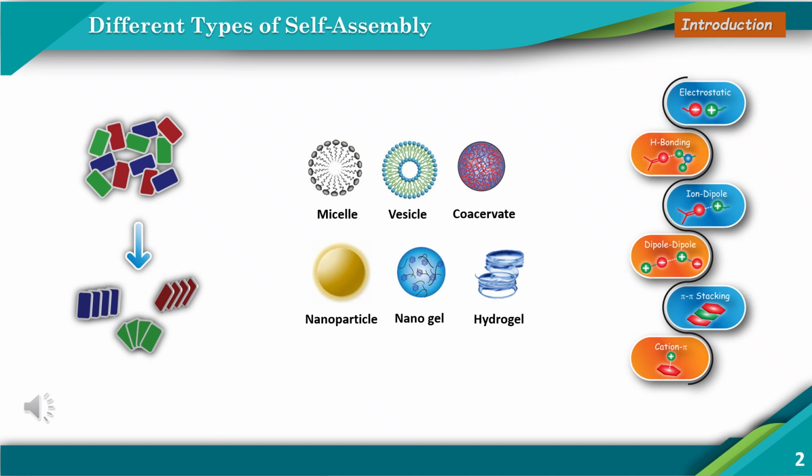Let me begin with a simple question. If we just mix molecules in water, do they randomly float forever? Not always. Because of electrostatic interactions, hydrogen bonding, pi-pi stacking, and dipole interactions, molecules can organize into ordered structures. For example, micelles, vesicles, coacervates, nanoparticles, nanogels, and finally hydrogels. So self-assembly is essentially nature's way of building complex structures from simple units without external machinery.